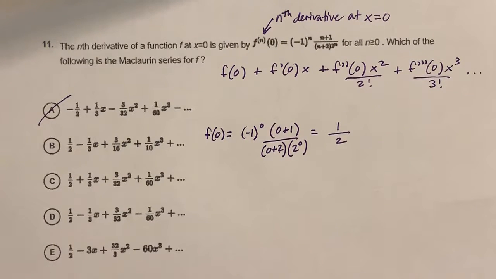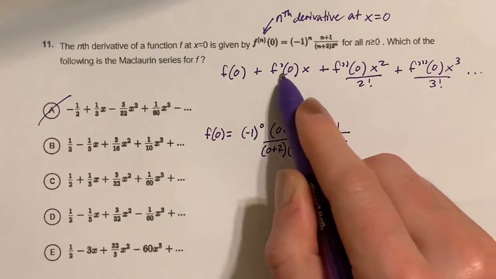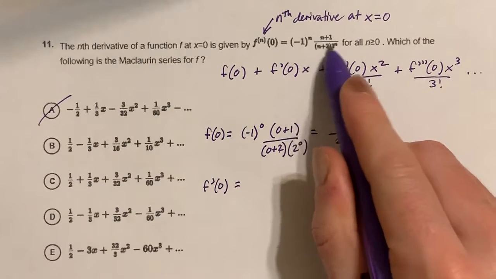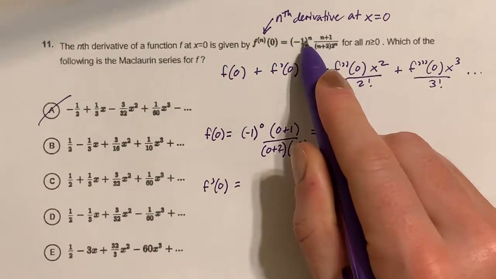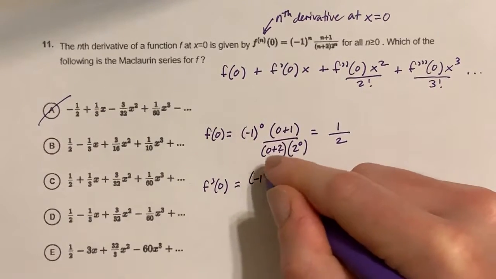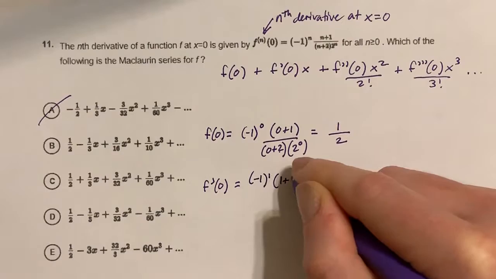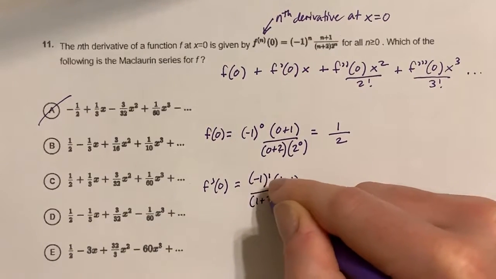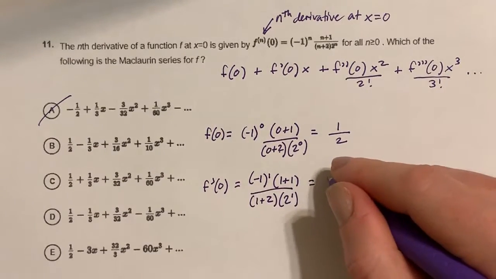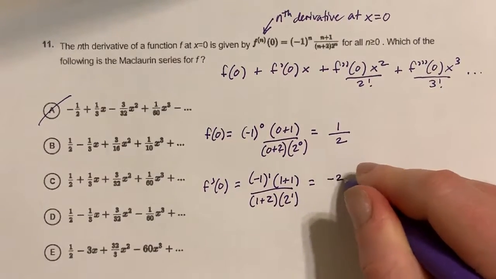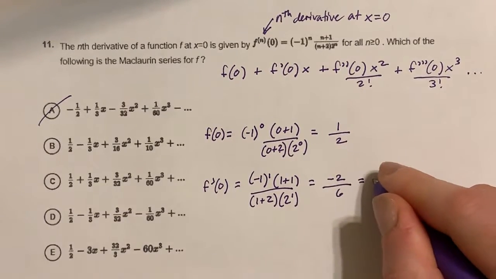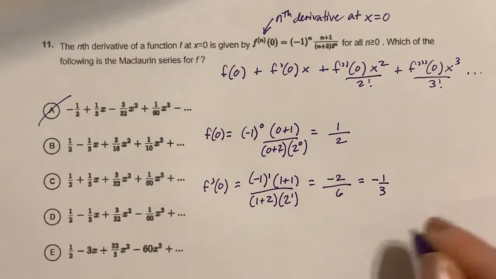Okay. Now, I need to find my first derivative. Using my derivative formula, my first derivative, I'm going to plug in n equals 1. I want the first derivative. So I have negative 1 to the 1, 1 plus 1, 1 plus 2 times 2 to the 1. If I simplify that a bit, that's negative 1 times 2, so negative 2. 3 times 2 is 6. It's going to be negative 1/3.